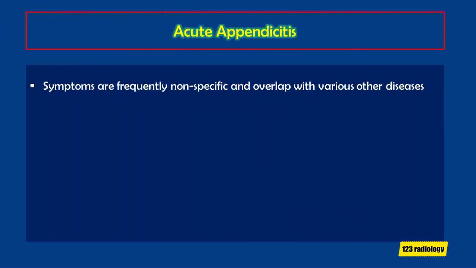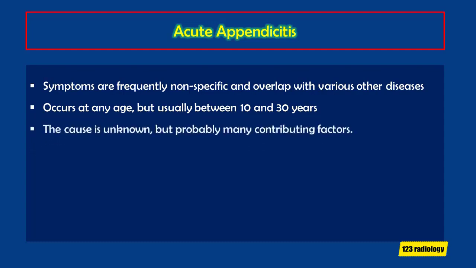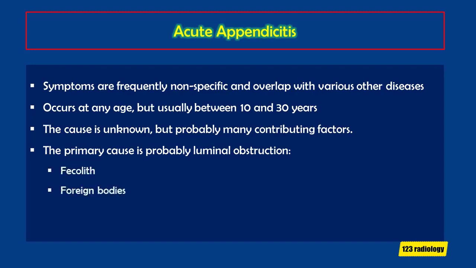The symptoms of acute appendicitis are frequently nonspecific and overlap with various other diseases. Acute appendicitis occurs at any age, but usually between 10 and 30 years. The cause of acute appendicitis is unknown, but there are probably many contributing factors. The primary cause is probably luminal obstruction, which may result from fecalith, foreign bodies, parasites, and primary neoplasms or metastasis.